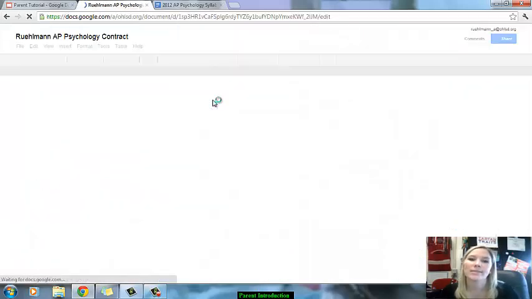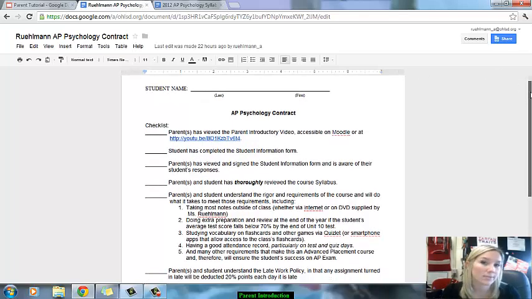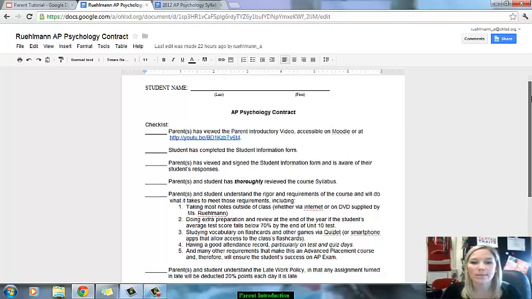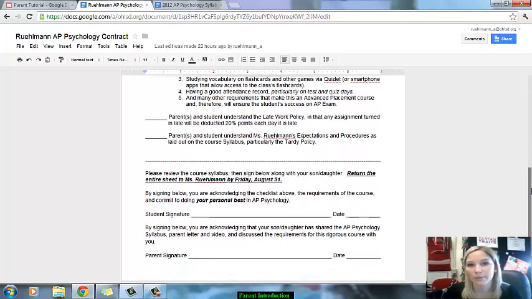Finally, I'd like to discuss the parent and student contract. I ask that parents and students go through this checklist to make sure that they are fully 100% aware of the course requirements and what the expectations and procedures for the class are. So this handout asks you to go through specific things, for example, viewing this tutorial, and then as you've gone through and checked them off, signing and dating, and then turning this in to me by Friday, August 31st.